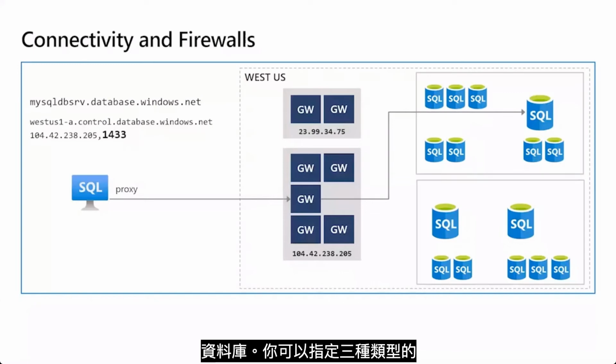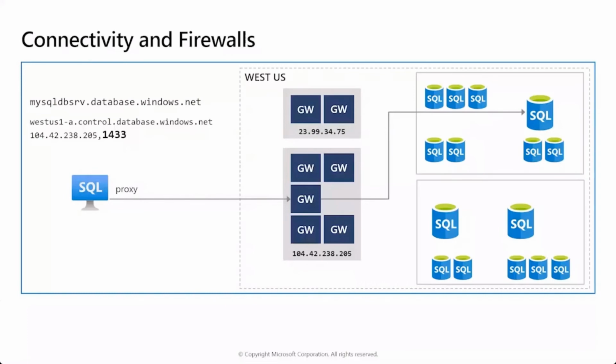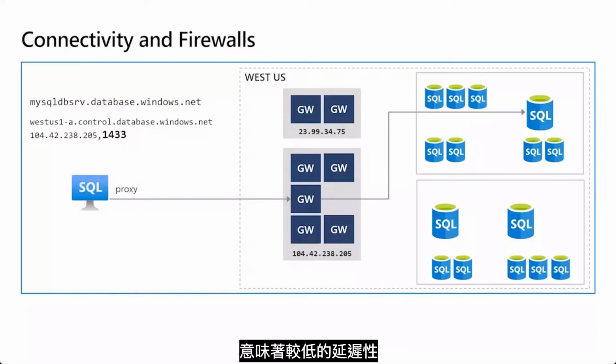You can specify 3 types of server connection policies. There is the redirect connection policy, which is the recommended one. The redirect one will allow a client to establish connections directly to the node that's hosting the database, which means there is lower latency and higher throughput.